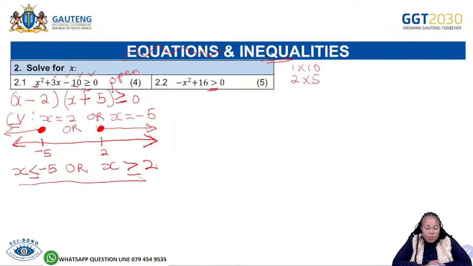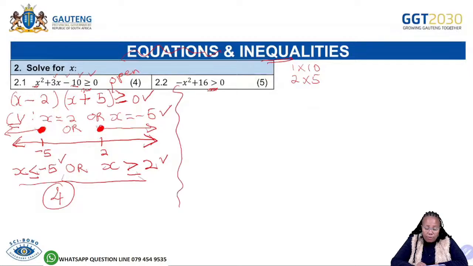And then now this is worth 4 marks. The first mark will be for factors, second mark for critical values, the third mark for the first x value, with the fourth mark for the last x value with correct notation, of which this is worth 4 marks, grade 12. And then now the second one is minus x squared plus 16.